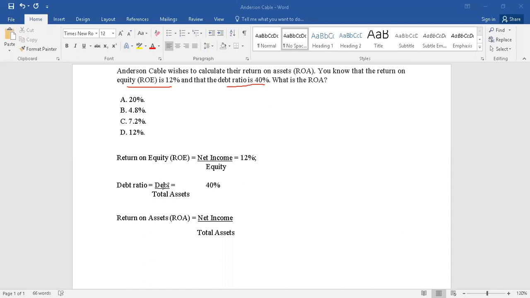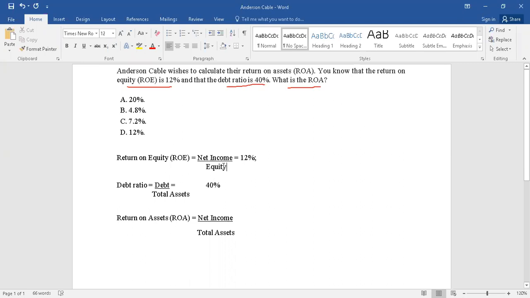With this set of information, we are asked to calculate what is ROA. If we write the formula for ROA, ROA is equal to net income divided by total assets. Now there is no other information. We need to take these given data and then arrive at the answer. So we see numerator has net income. This net income is also seen in ROE.